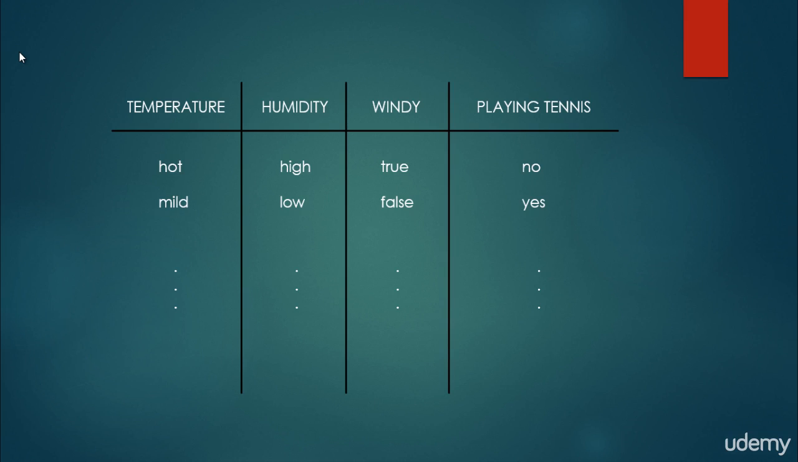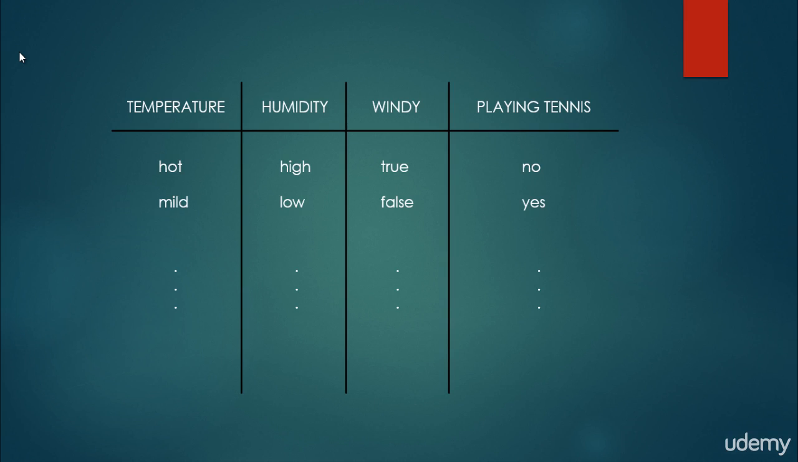For example, if the temperature is hot, the humidity is high, and it is windy, then we are not going to play tennis. But on the other hand, if the temperature is mild, the humidity is low, and it is not windy, then we will play tennis. And we have lots of data.